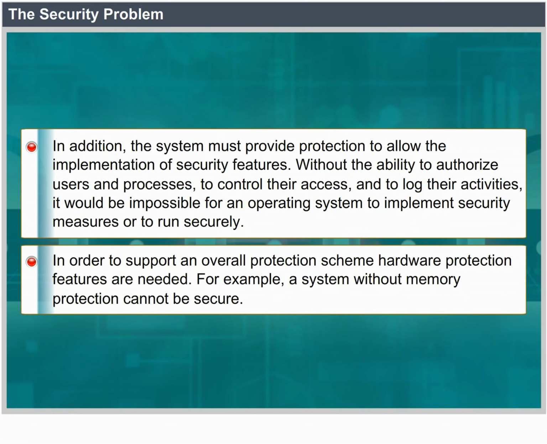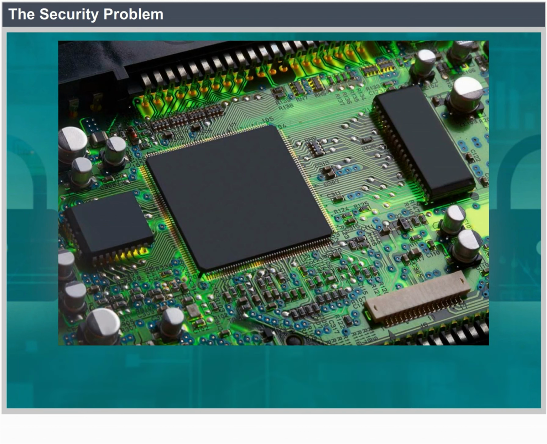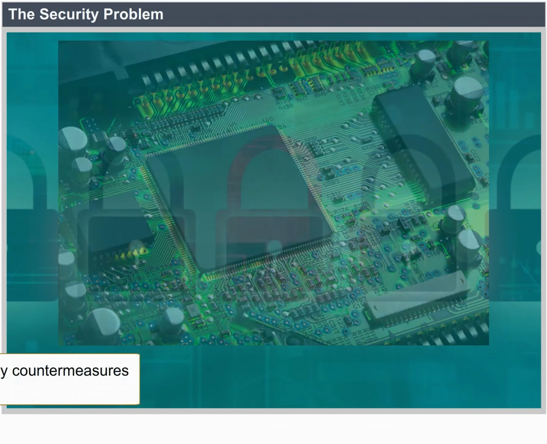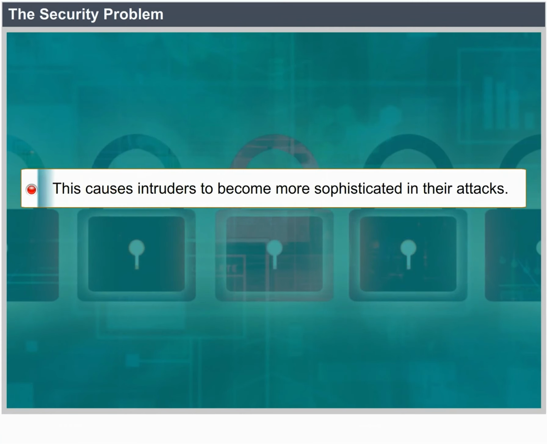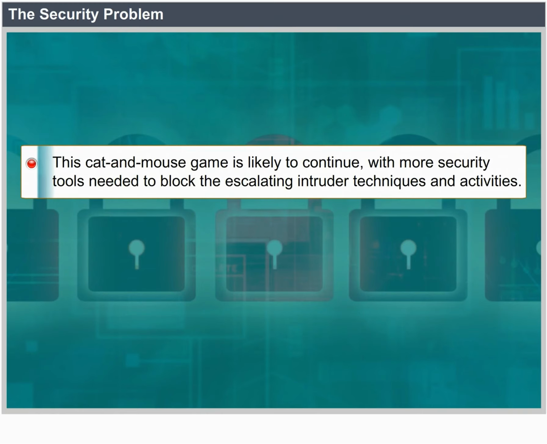Unfortunately, little in security is straightforward. As intruders exploit security vulnerabilities, security countermeasures are created and deployed. This causes intruders to become more sophisticated in their attacks. For example, recent security incidents include the use of spyware to provide a conduit for spam through innocent systems. This cat-and-mouse game is likely to continue, with more security tools needed to block the escalating intruder techniques and activities.